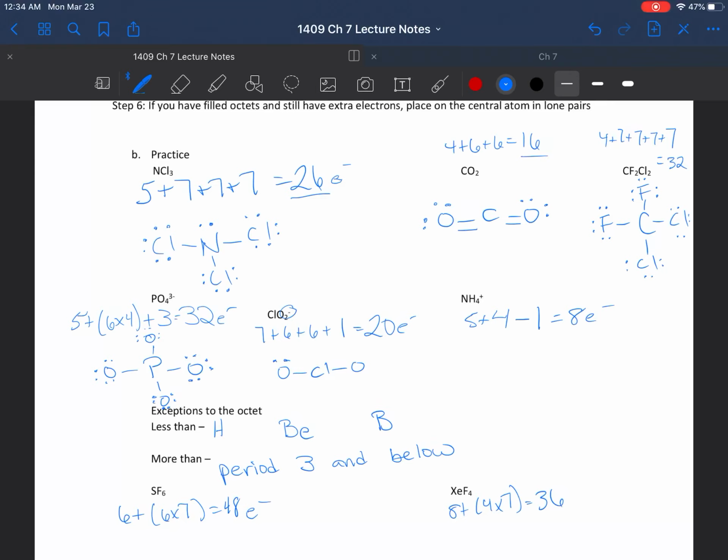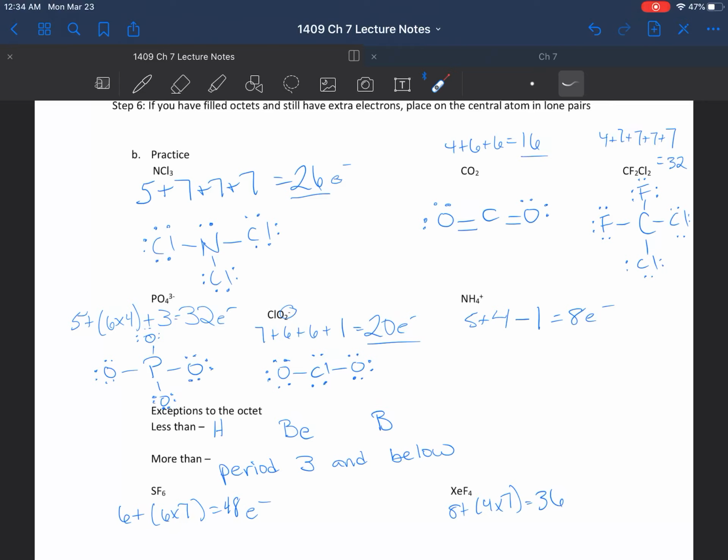So we have 4, 6, 8, 10, 12, 14, 16. Now we don't share because we still have some more. I've only used 16, but I have 20 total. I have 4 more, and 17, 18, 19, and 20 can go on that chlorine. There's no reason to make a double bond. Don't make multiple bonds unless you need to. So we've used all our valence electrons. We have a valid Lewis structure. Now let's do a cation before we move on to our exceptions.